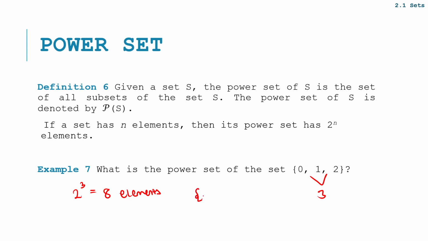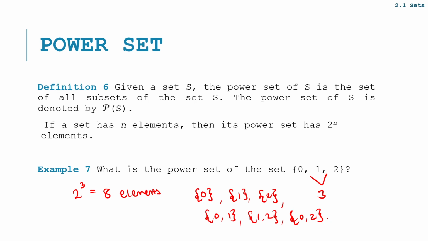The set with the element 0 is a subset. The set with the element 1 is also a subset of this set. The set with the element 2 is a subset of this set. {0, 1} is a subset. {1, 2} is a subset. {0, 2} is a subset. So here, we only have 6. What else can we have as a subset?